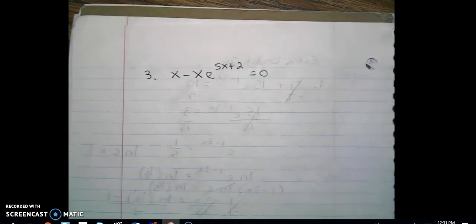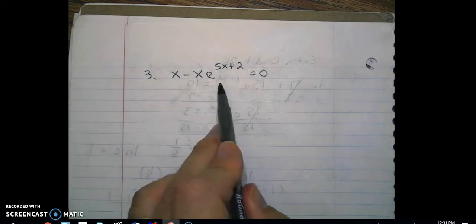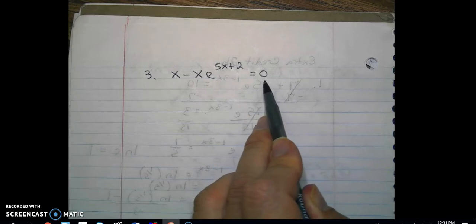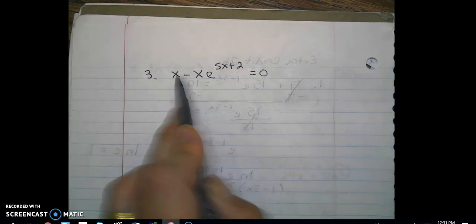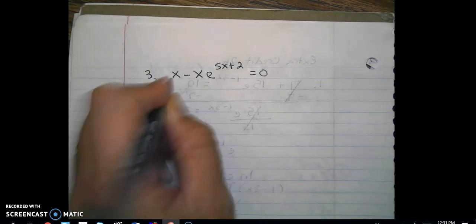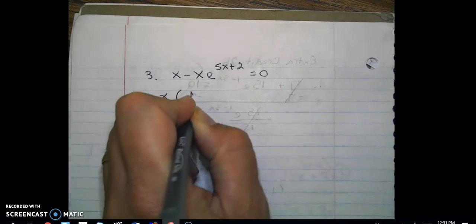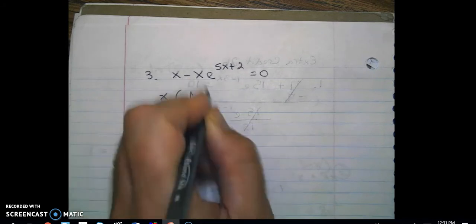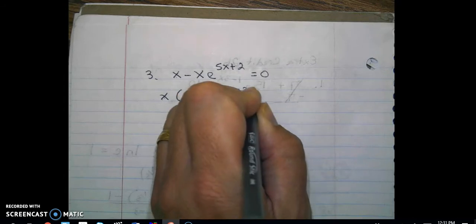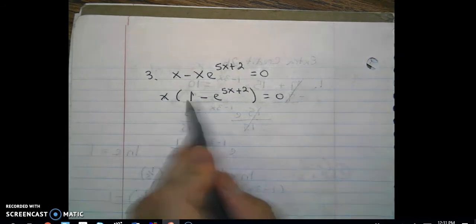Okay, so the first thing you need to notice here is that this is set equal to 0, and we have an x in both of these terms. So we want to factor out the x. x goes into x 1 time, minus x goes into x 1 time. So I factored an x out of both of these terms.